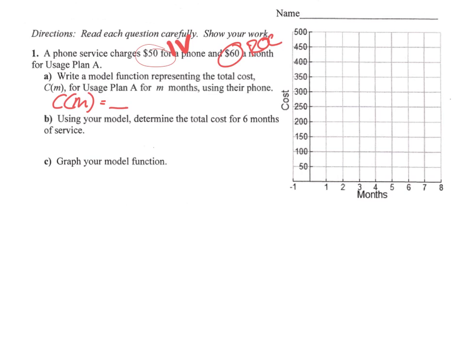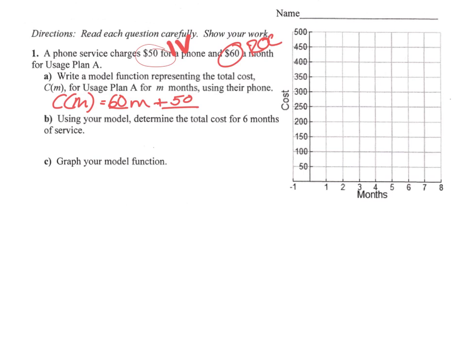Okay, so C of M equals something times M plus another number. What goes next to my variable? My rate of change or my initial value? My rate of change. And my rate of change we said was 60. So that leaves our 50, our initial value. So C of M equals 60M plus 50.